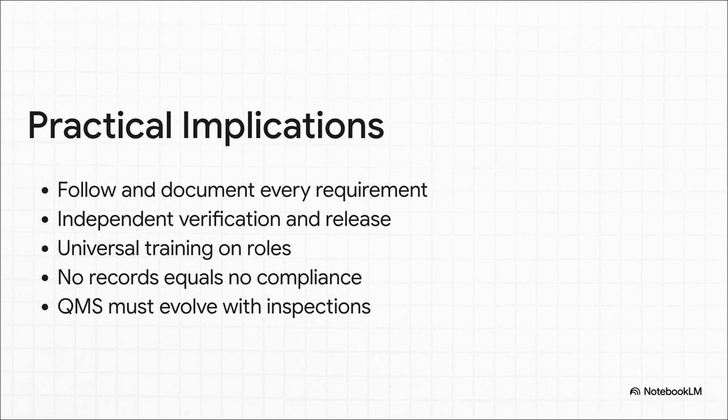So, to summarize the practical implications of Subpart A, you must follow and document every single requirement. You have to ensure independent verification and release authority within your quality unit. Universal training is a must, so everyone understands their exact role. And never forget the golden rule of cGMP. If there are no records, compliance simply doesn't exist. Plus, because state-of-the-art expectations are always evolving, your quality management system has to evolve right alongside current inspections and guidance.